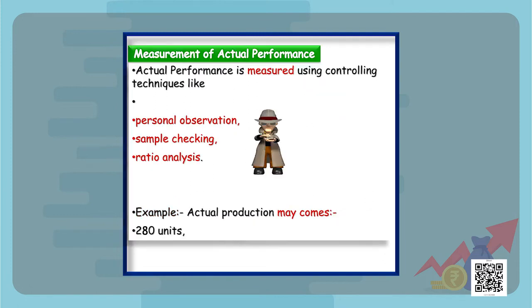Then we have measurement of actual performance. Actual performance is measured using controlling techniques like personal observation, ratio analysis and sample checking. Example, we are personally observing that every laborer is producing around 280 units.